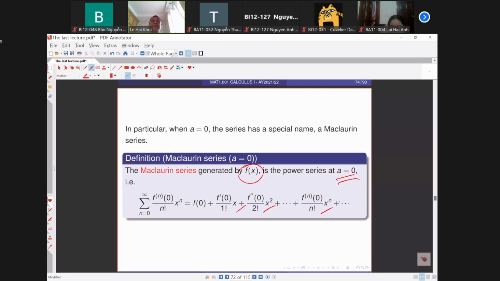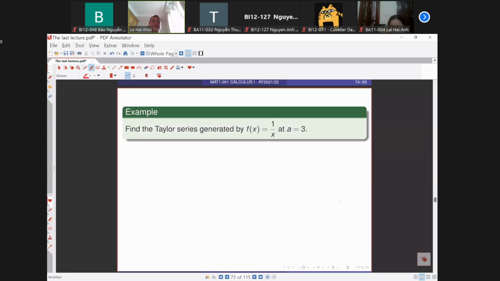So, for example, find the Taylor series generated by this function at a equal to 3. Như vậy nhớ nhé, cho một cái hàm f, việc đầu tiên là các em phải kiểm tra xem tất cả các cái đạo hàm các bậc nó tồn tại hay là không đã nào. Rồi sau đó, nếu nó tồn tại, chúng ta mới có được cái chuỗi Taylor.